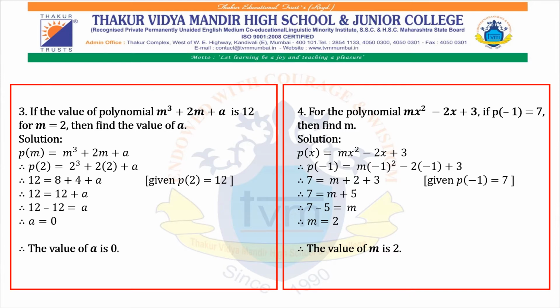So 7 = m + 2 + 3. Therefore 7 = m + 5. So 7 − 5 = m. So m = 2. Therefore the value of m is 2.